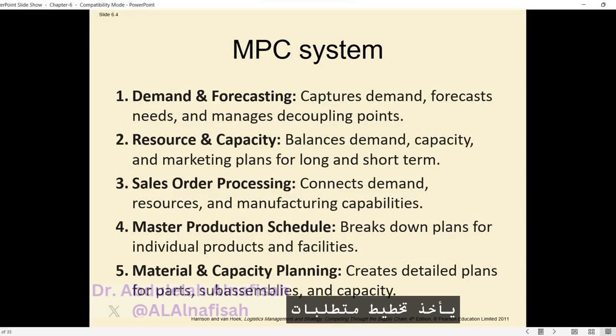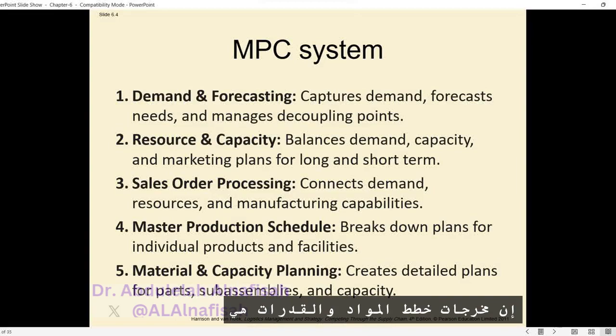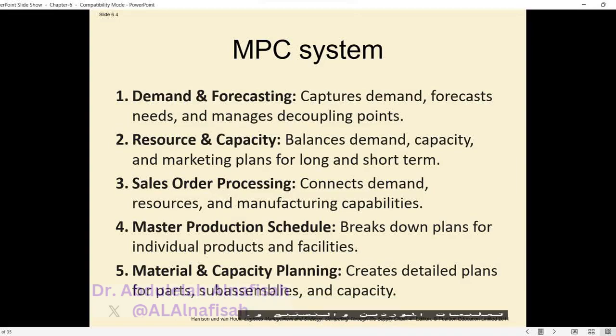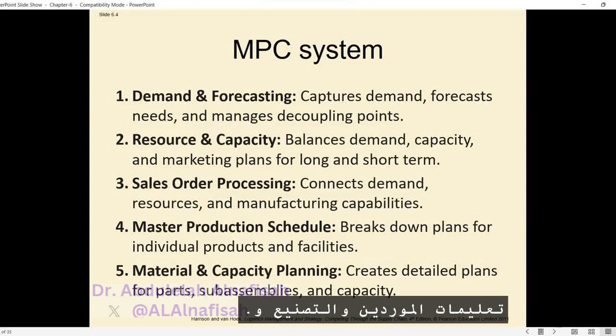Material requirements planning, MRP, takes the MPS data and breaks it down into component and sub-assembly plans, which are then checked against available capacity using the capacity planning module. The outputs from the material and capacity plans are instructions to suppliers, manufacturing, and distribution, including purchase orders, works orders, and shipping orders. These instructions form the source-make-deliver processes.